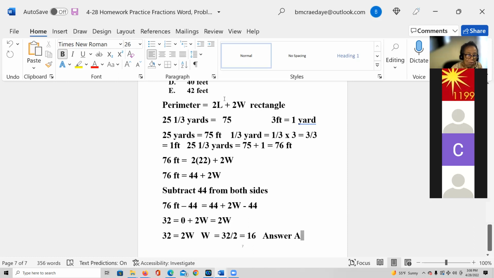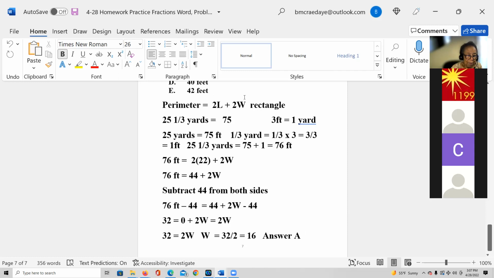Okay, so you have to know that formula in order to solve either length or width if you're given perimeter. If you weren't given perimeter, then you need to know the length and the width, or the length and a relationship between the length and the width. In this case, you were given the perimeter and you were given the length and you were to find the width. So you know perimeter, that was the 25 1/3 yards, and you know the length and you have to find the width.